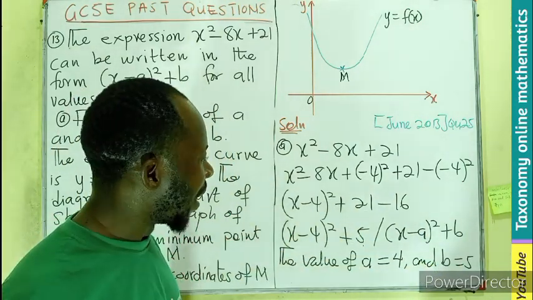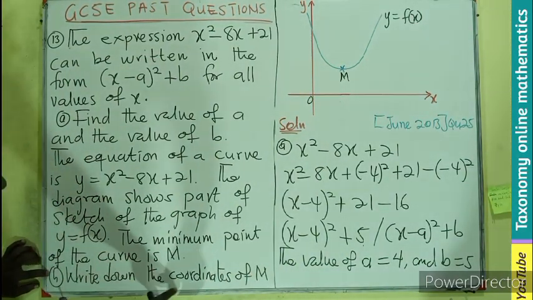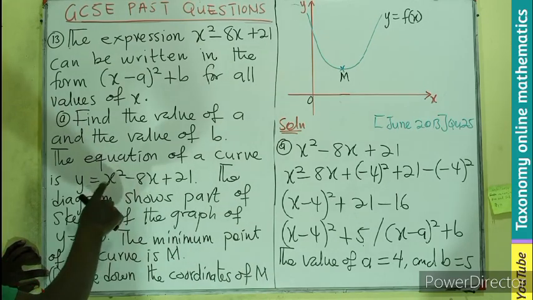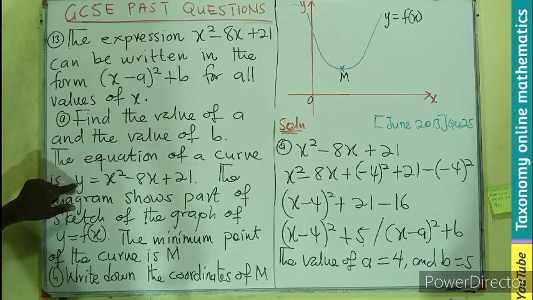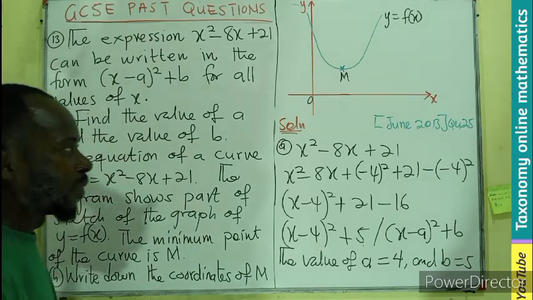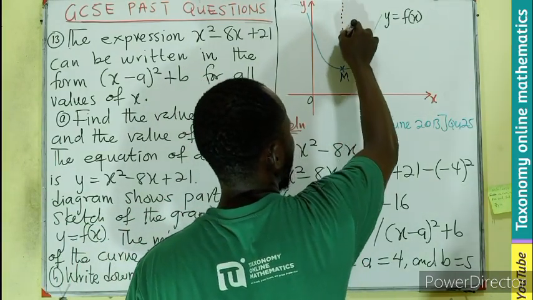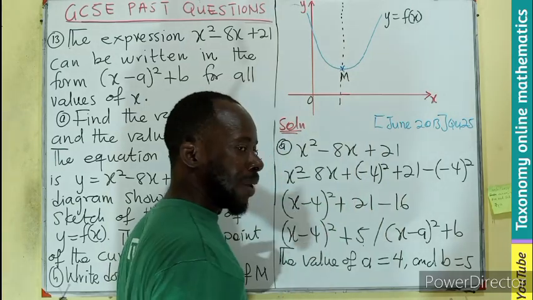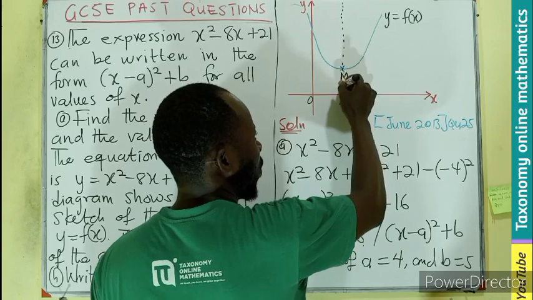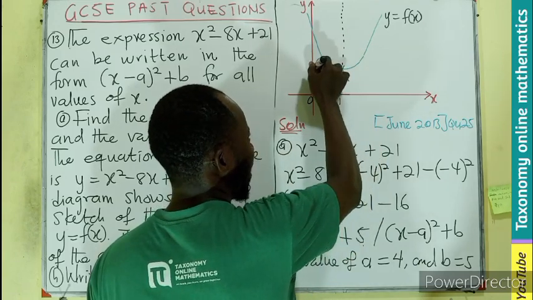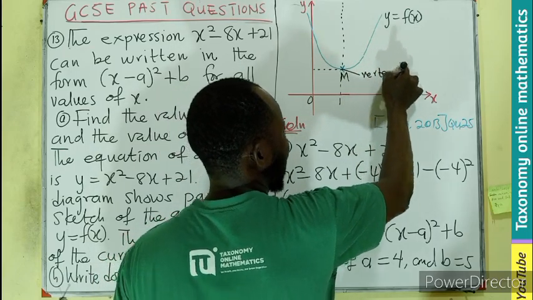That's perfect. Alright. So from here, we are going to the b part. We are writing down the coordinates of M. Before we can do that, this must be an equation. So if y is 0, then this becomes an equation. The line of symmetry passes through the turning point. At the turning point, you have your equation of the line of symmetry, then you have the y-axis. So this point is our vertex.